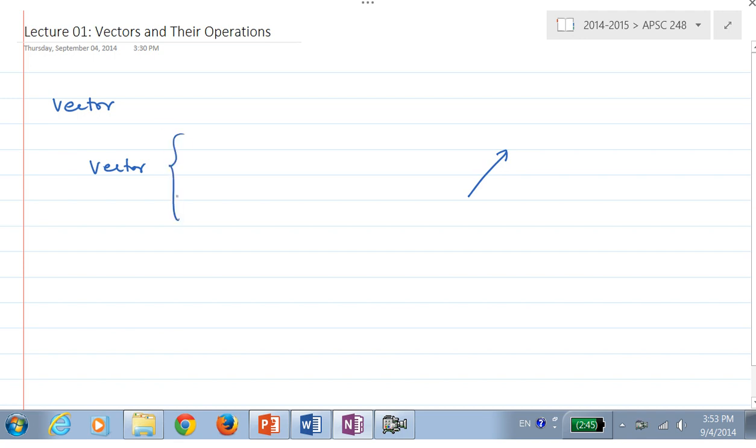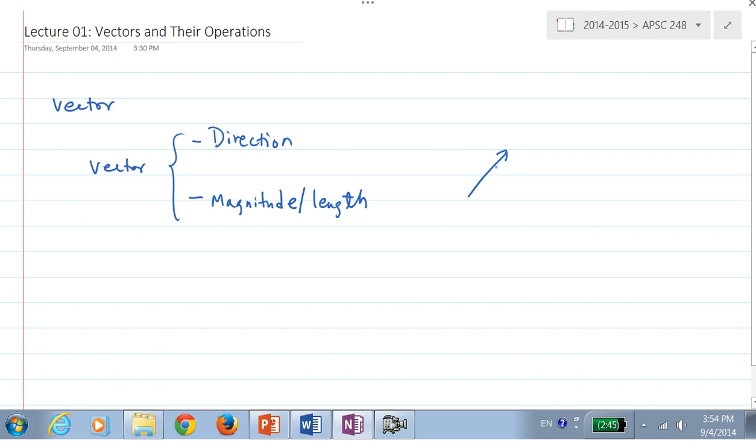Now, more precisely, what we see is a vector has two things. One is direction. The other is magnitude, or we call it length. Direction: which direction the arrow points to. Magnitude: how long that arrow is. That defines a vector.